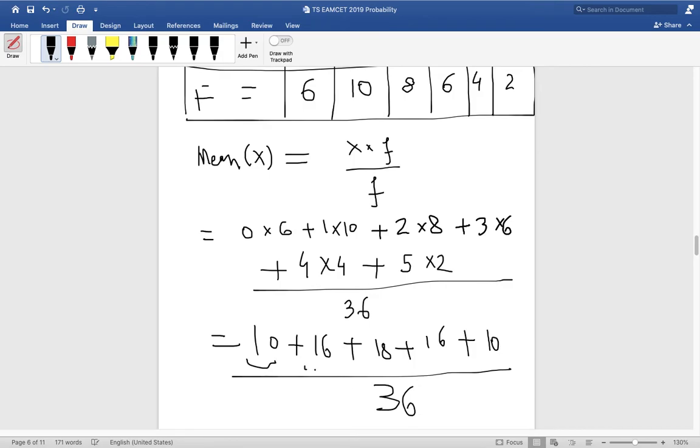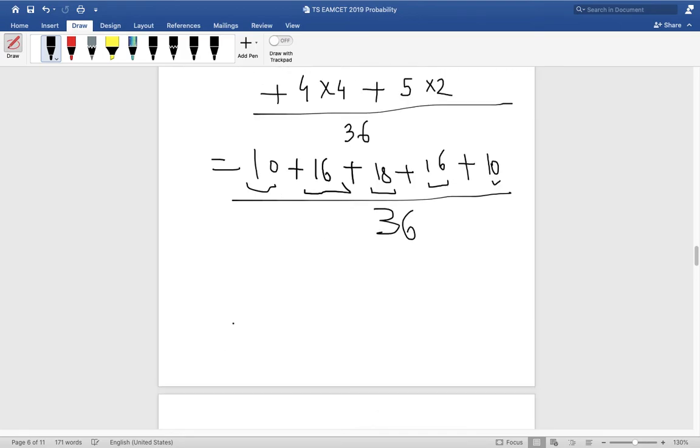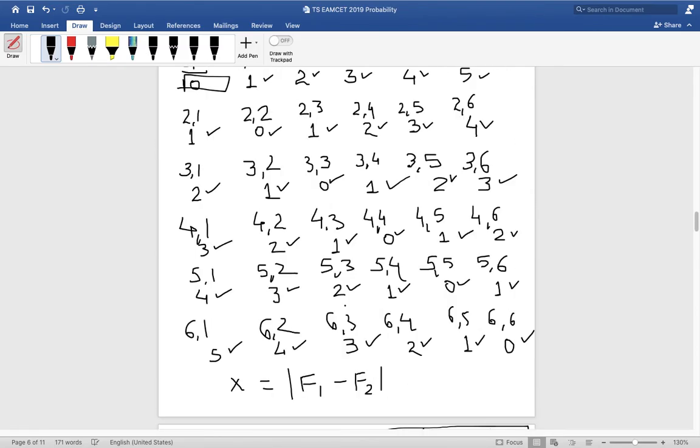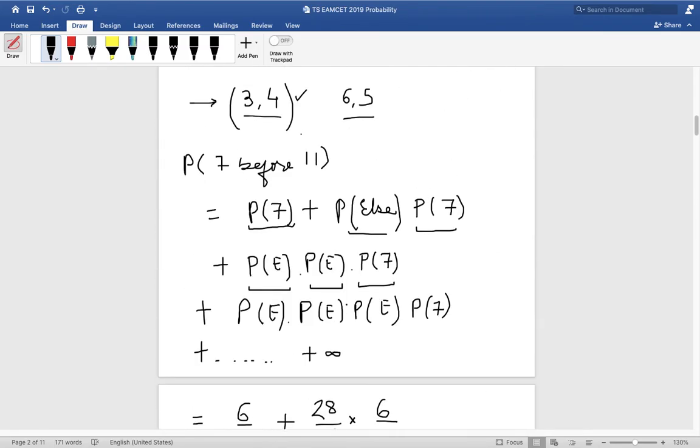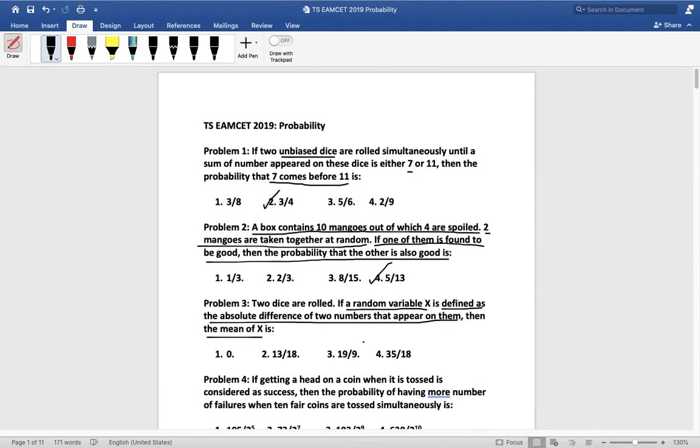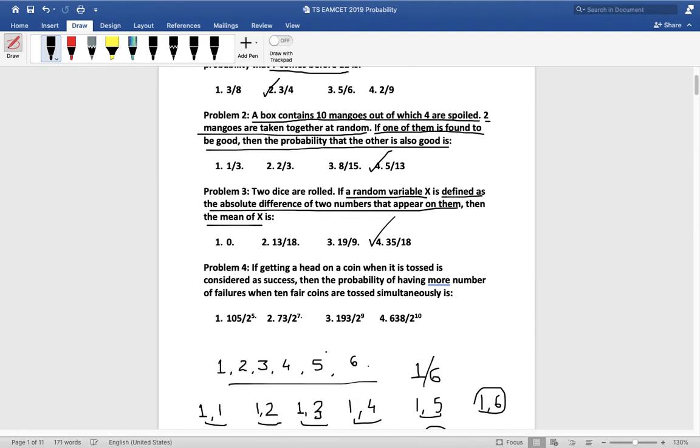10 and 16 is 26. 26 and 18 is 44. 44 and 16, 60, 70 by 36, which is equal to 35 by 18. Let us have a look at the options. This one, fourth. Now let us have a look at the fourth problem.